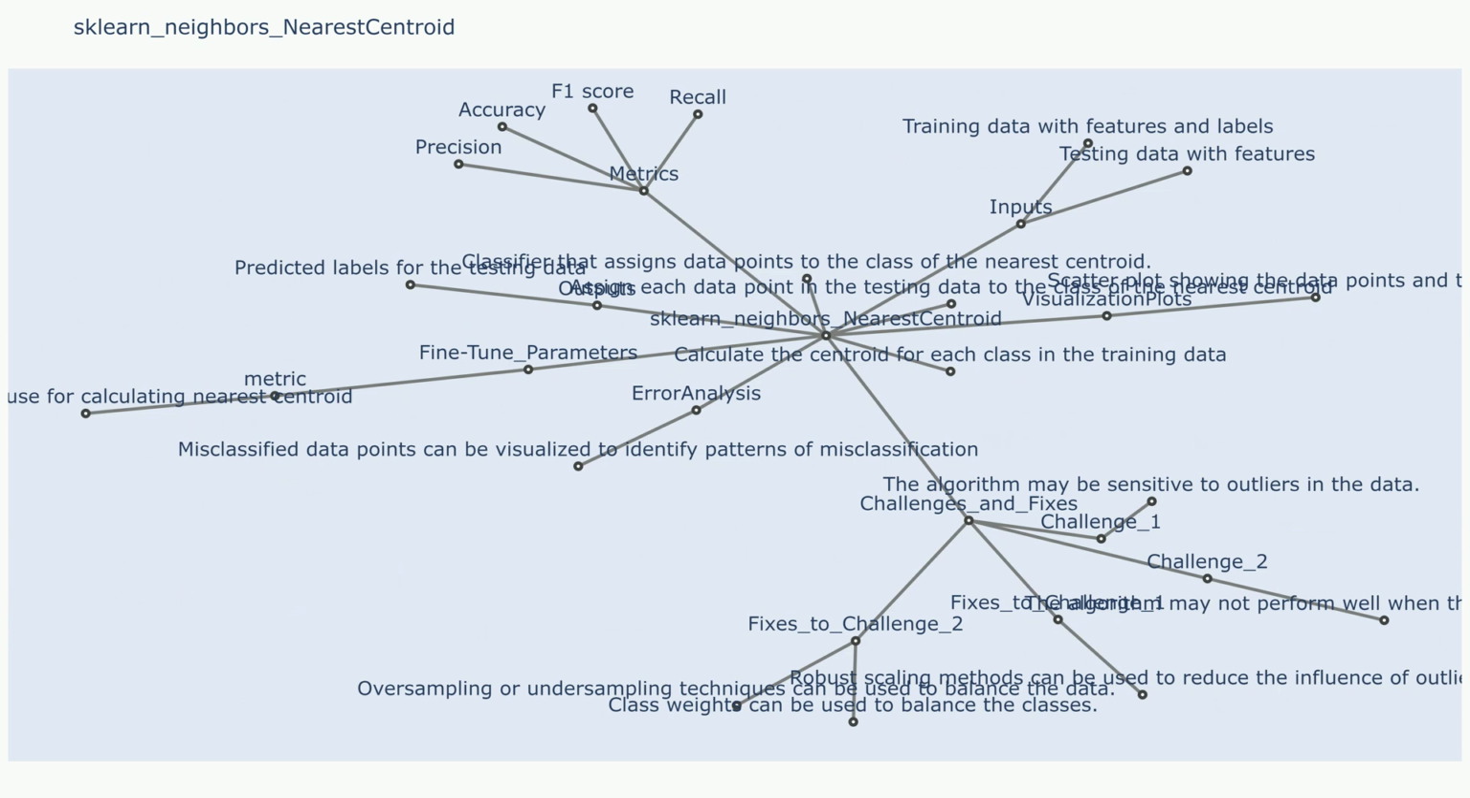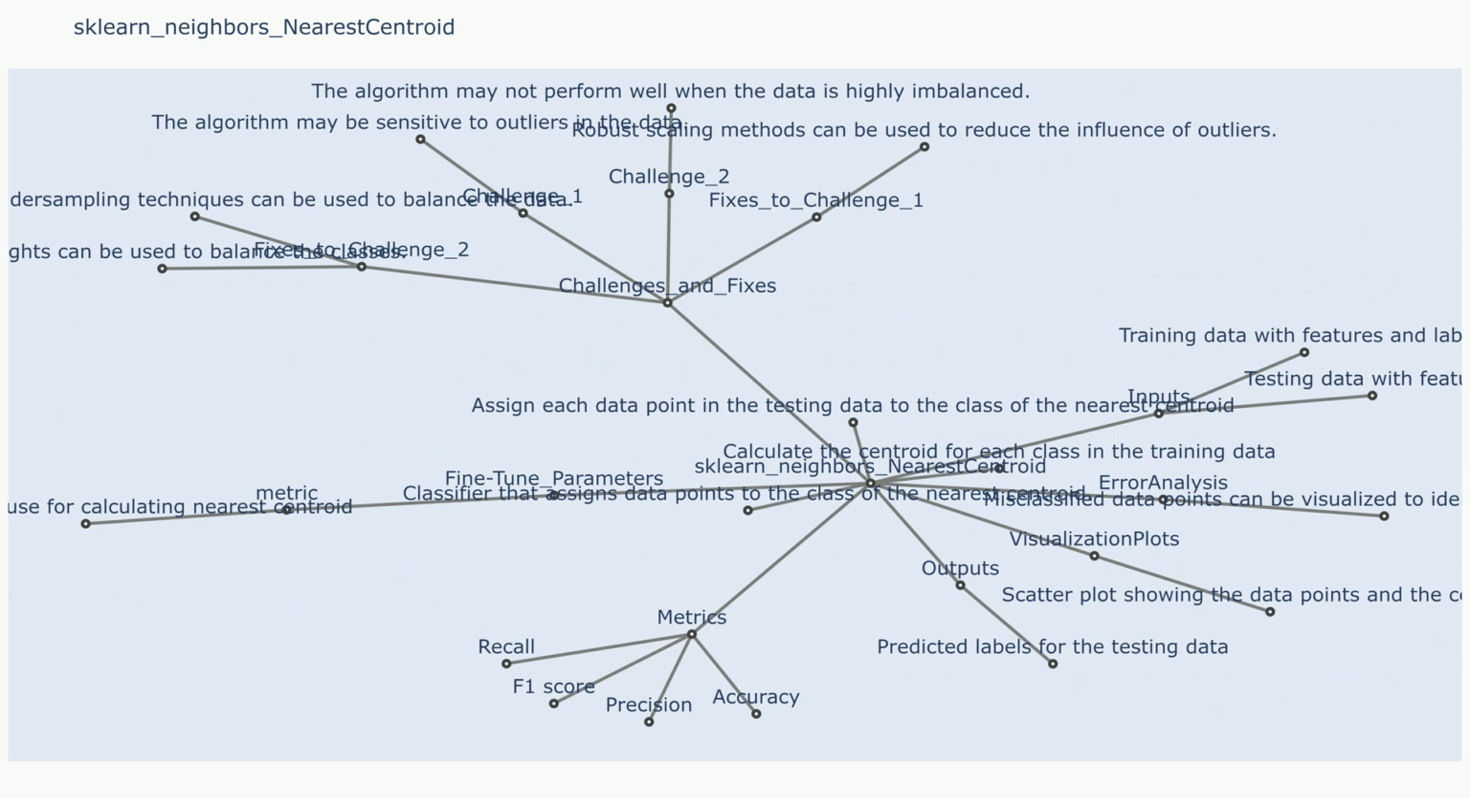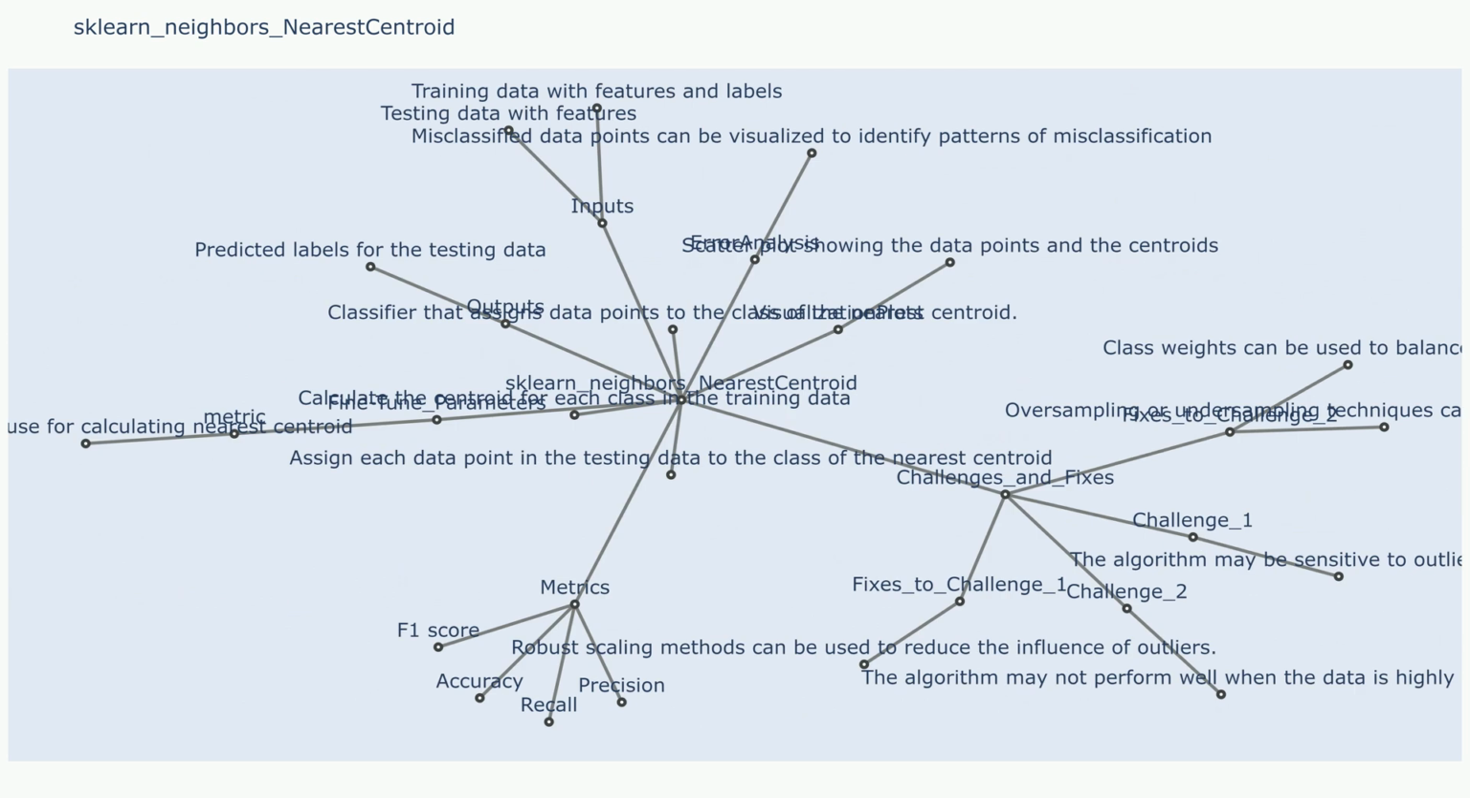Challenge 2: nonlinear data. Nearest centroid assumes linear separability between classes. It may not perform well when classes are highly nonlinear or overlapping. Sample use case that resulted in challenge 2: a dataset where two classes form concentric circles, making it difficult to separate them linearly.